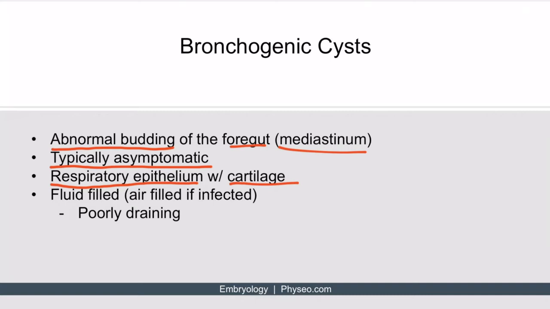Now, we mentioned that it's typically asymptomatic. However, the cysts can potentially compress the airway if they become too big or if they become infected. So, with that respiratory epithelium and cartilage, they are technically fluid-filled, but if they become infected, they will be air-filled. So, although they're typically asymptomatic, it's obvious that they can be infected and cause problems. And when they get infected, they actually are poorly draining. In other words, you can't drain the cyst easily.